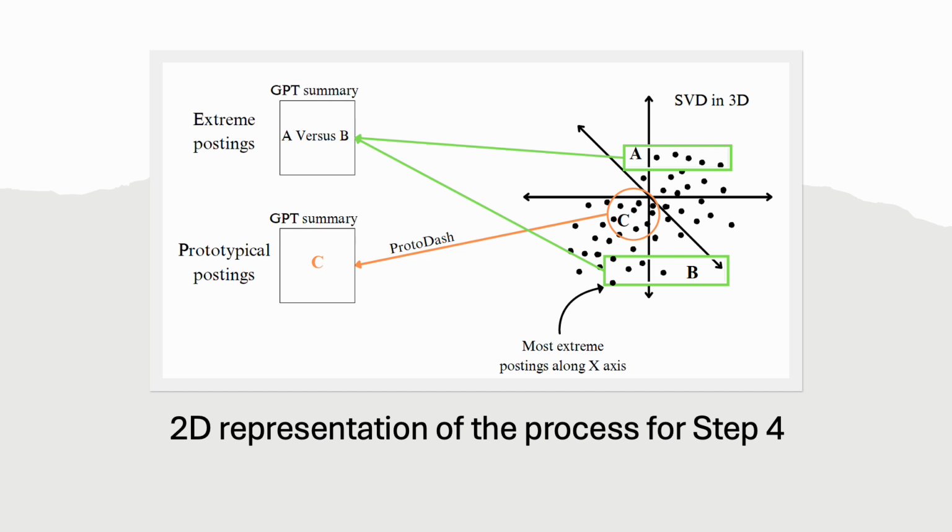Here's a 2D representation for the process in step 4. In the green, you have the extreme postings. Those were being fed to GPT to get semantic insight. And then you also have in orange the prototypical postings, or the postings found by PhotoDash. And those were fed to GPT to get a summary as well.